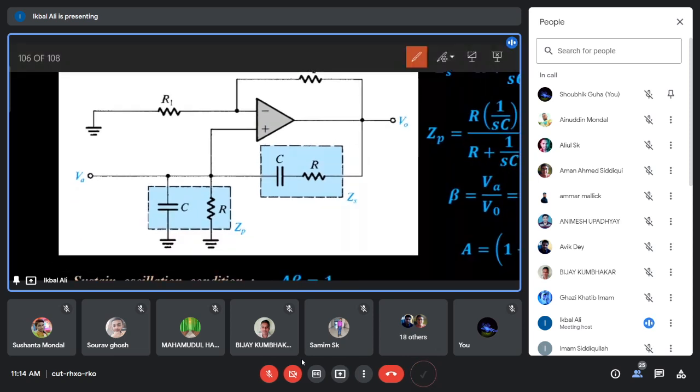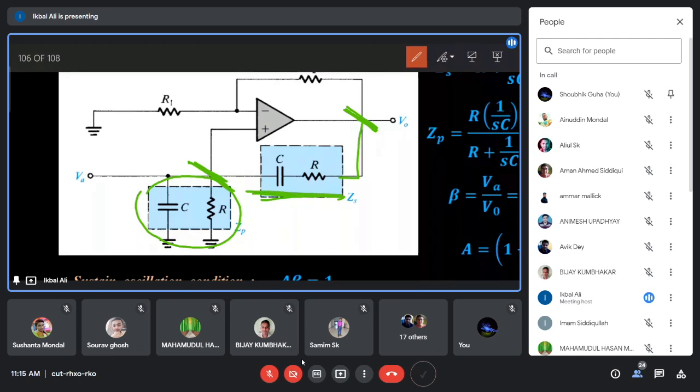Just see the beta network here. This is the output of the amplifier, and remember in the feedback amplifier, the beta network is connected to the output of the amplifier. The beta network is like this. This is a series combination of the CR circuit, and this is a parallel combination of the CR circuit between ground and the non-inverting input terminal. Between the output and the non-inverting input terminal you have a series combination of the CR circuit. So this is the construction of the beta network.